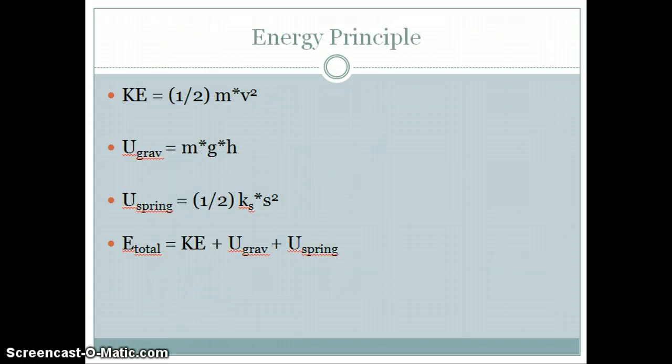We also use the energy principle in this lab. For this, kinetic energy is 1/2 mass times the velocity squared. The gravitational potential energy is the mass times gravity times the height, and the potential energy from the spring is 1/2 times the spring constant times s squared. The total energy in the system is all three of these put together.